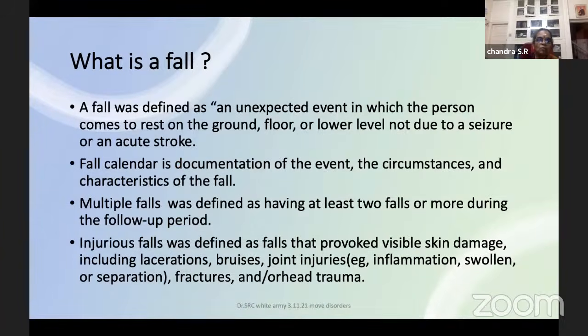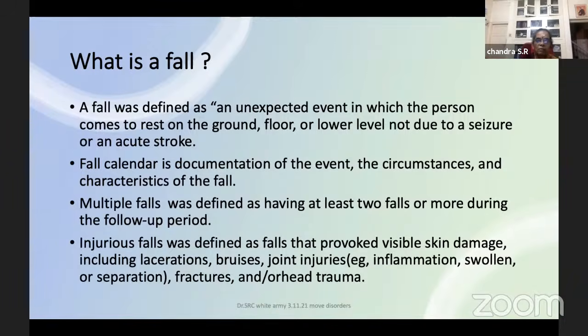And you have to keep a fall calendar. Old people fall and fracture their limbs, and that's the end. So fall calendar is documentation of the event, the circumstance. Did you trip and fall? Was there a slippery floor? Somebody pushed you? Then it is not disease. So you document the event, circumstance, and the nature of the fall. That is called fall calendar. Any fall patient, you have to keep a fall calendar describing the event, circumstance, and characteristics of the fall.